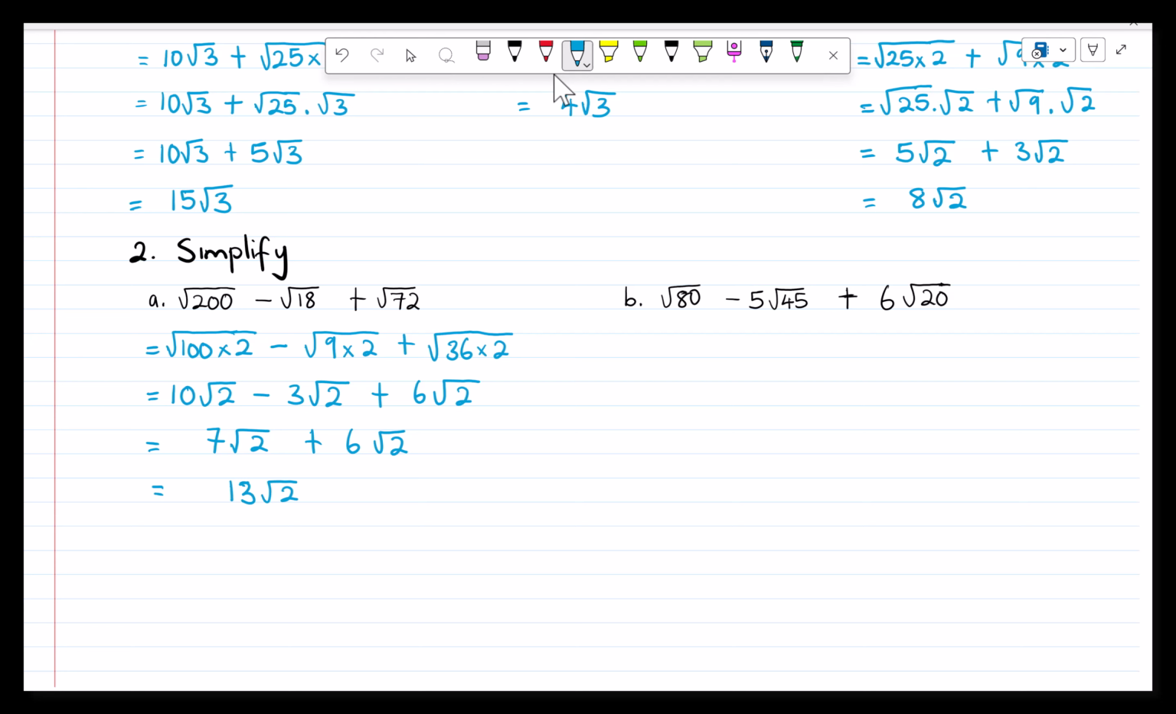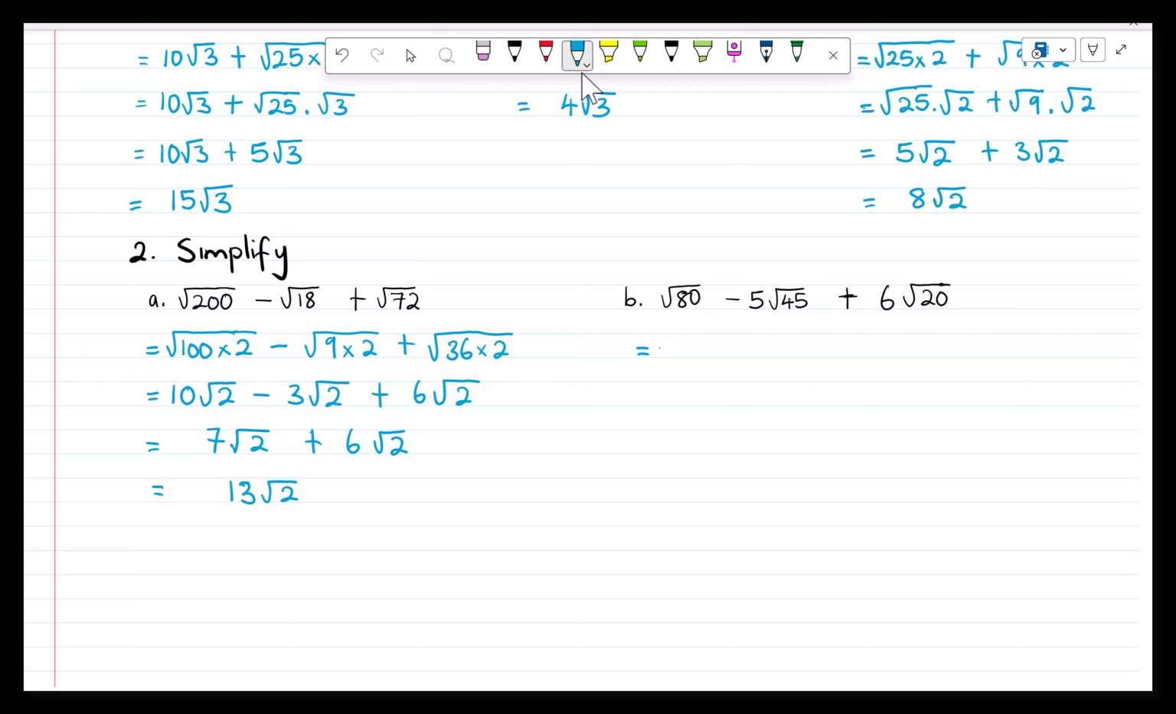And then part B, we have root 80 minus 5 root 45 plus 6 root 20. In this case, we are going to try and work around with this, because you can see that the numbers in the square roots are different. We have 80, we have 45, and we have 20. But we can get a common factor from these, and by looking at this, we can get a common factor of 5.